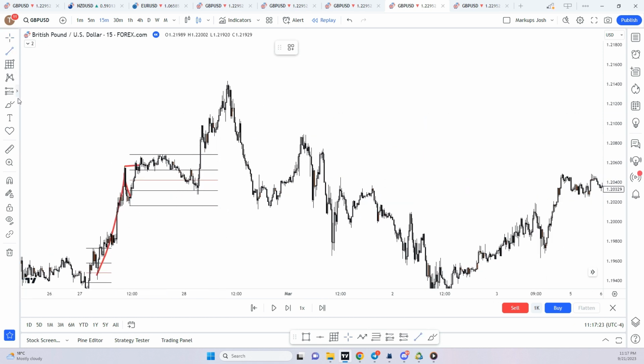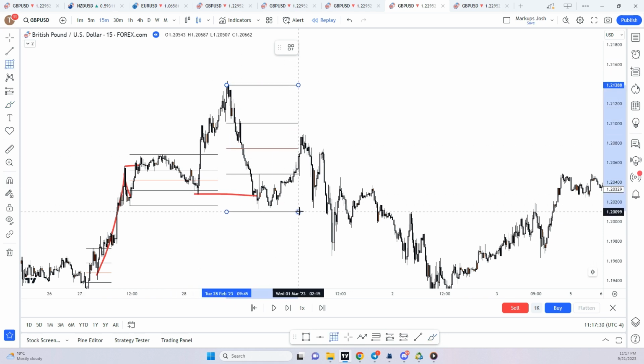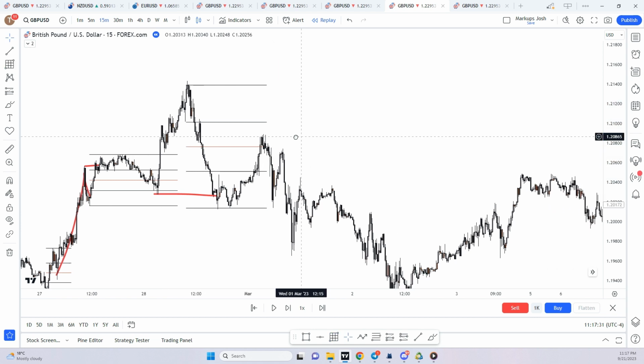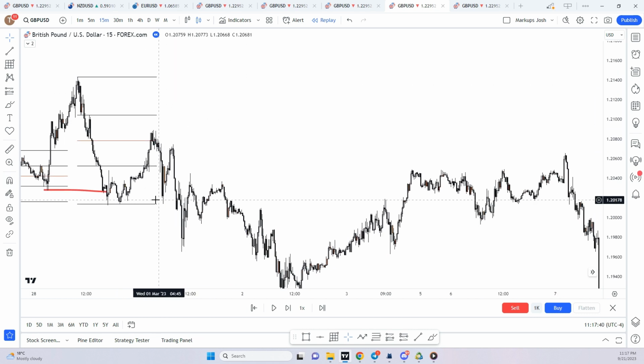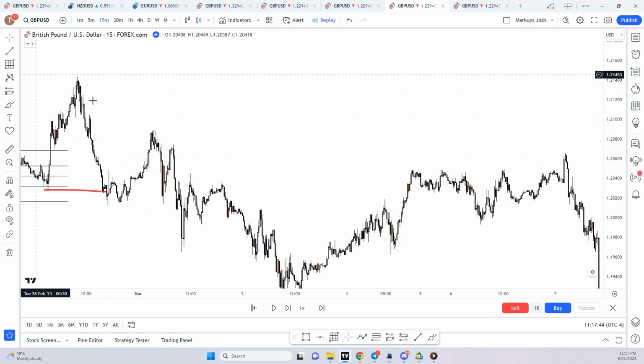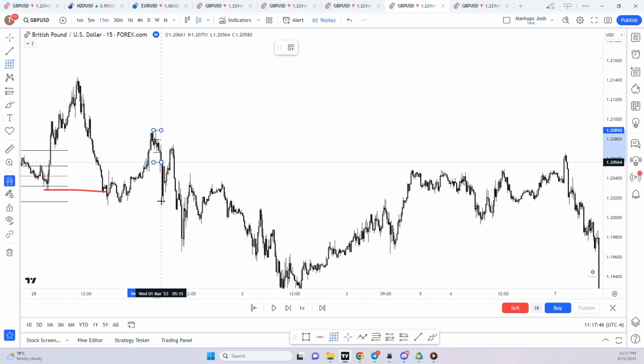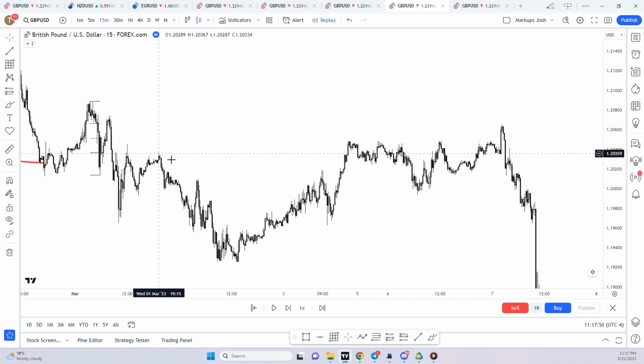We give a break in structure to the downside here. Where do we pull back to? Pull back to a premium into an order block here, which mitigates the previous top third of the range. And we continue the sell-off. We have another impulse leg here. Where do we pull back to? The top 30% of the range.